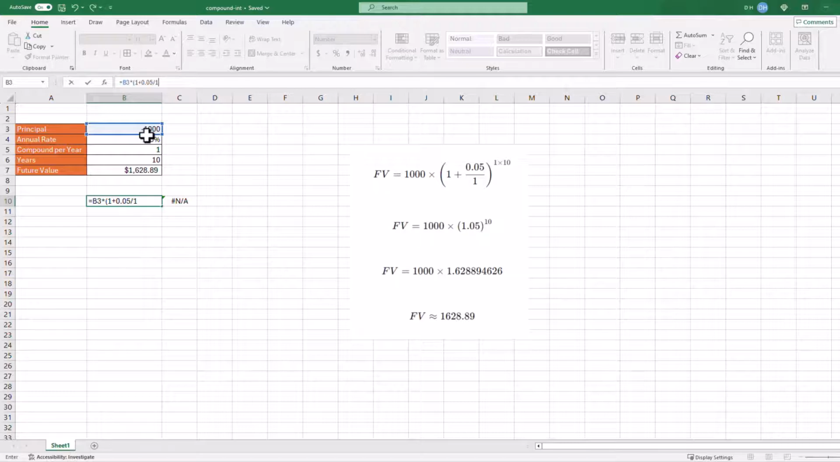So we'll just follow the formula and put 1. If it was twice per year compounding, we'll put 2 there, but it's not. Close parentheses. Now we're going to have the exponent. That's going to be shift 6 to get that caret. And open parentheses. And here's the compounding per year times the years. In our case, again, it's 1 multiplied by 10 years. Close parentheses, press enter, and then we have our value.